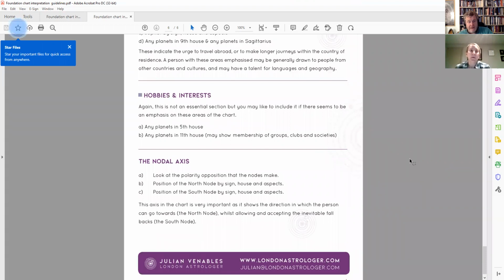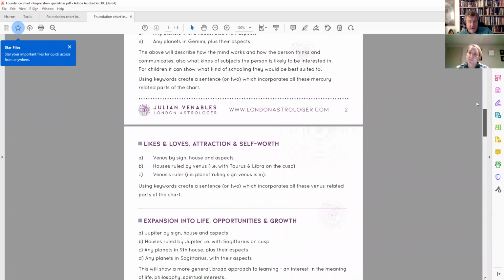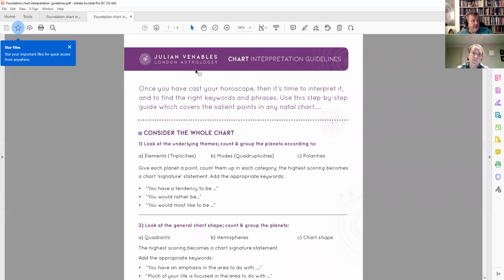If you do all that for your client, they will be very happy people because they will have got a really good chart reading. So that's how I'm going to be doing it. That's just a little introduction today, so you can see what I'm planning to send you. This is part of the kit that you're getting.